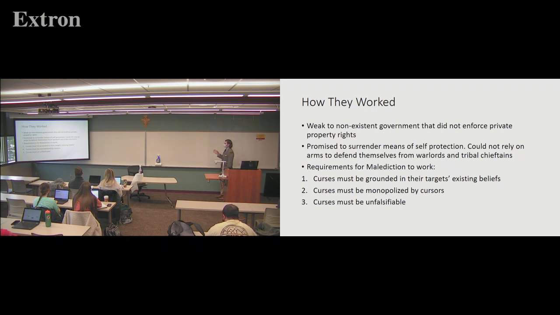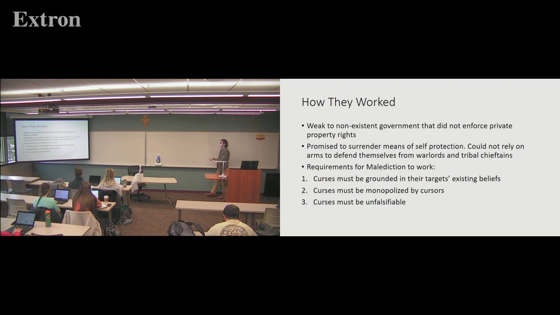Remember, at the time, there's weak, non-existent government, so there's no authority able to enforce private property rights. And these monks surrendered all means of self-protection. They couldn't pick up arms and defend themselves, so there's no way they could use armies or violence to attack these warlords or tribal chieftains that were trying to steal their property. So they used these maledictions.